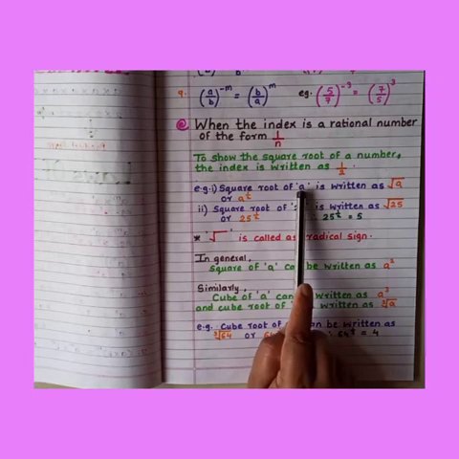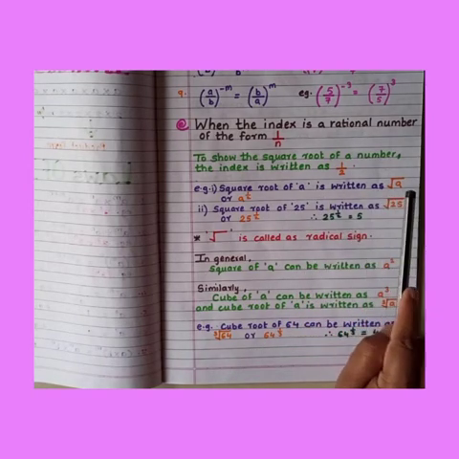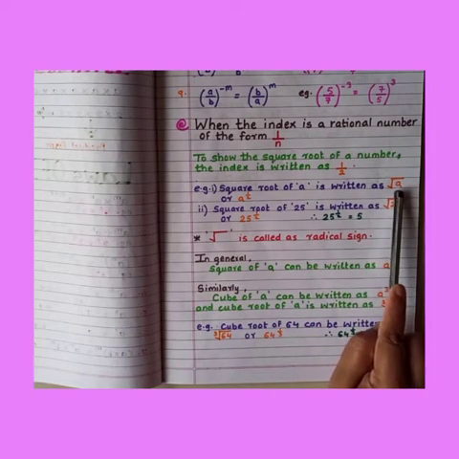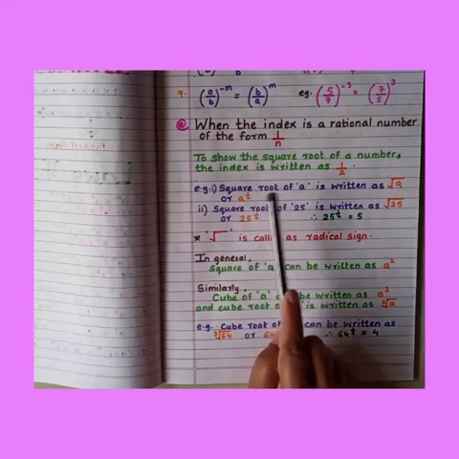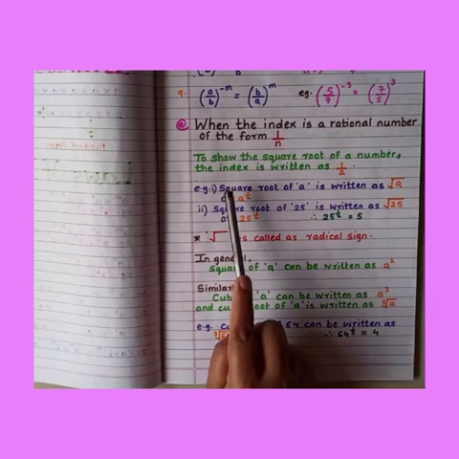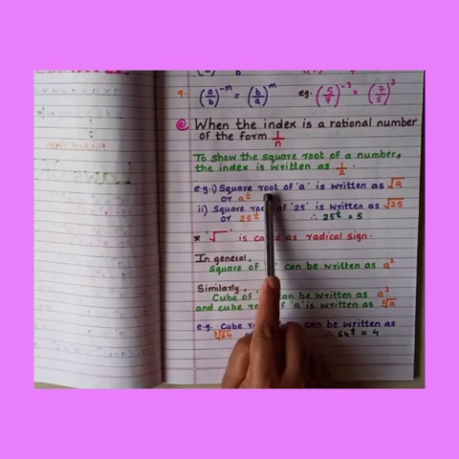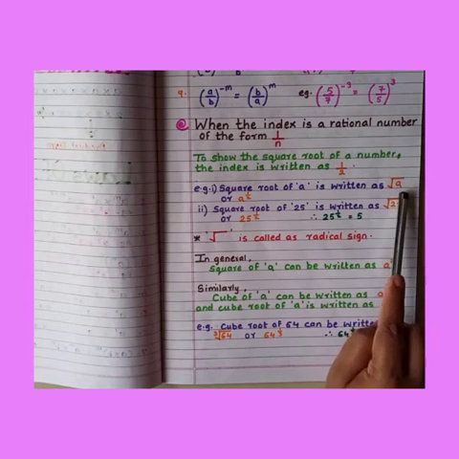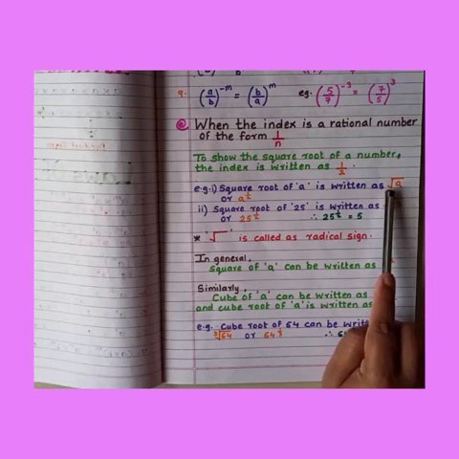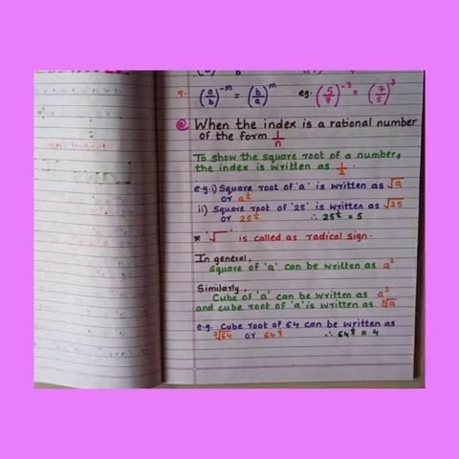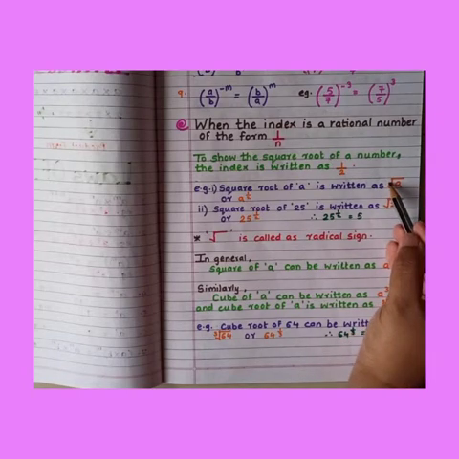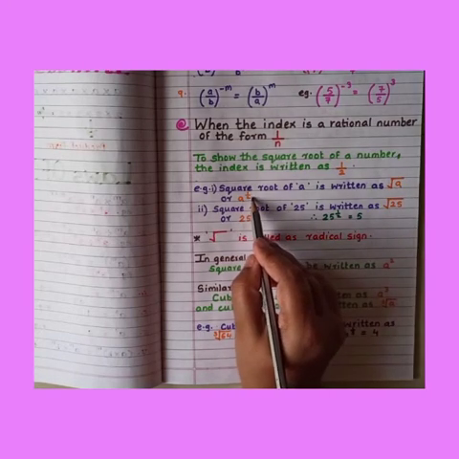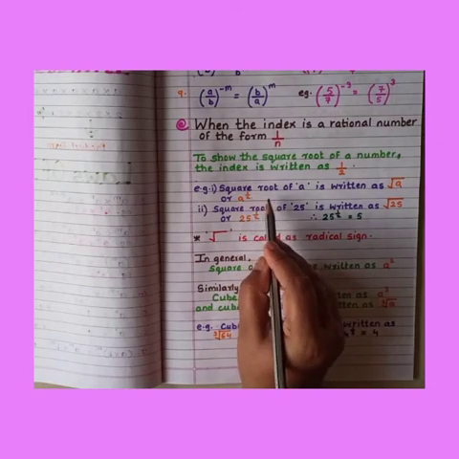Square root of a we can write in a symbolic form as root a or a raised to 1 upon 2. Again I am repeating. Square root of a is written as root a, meaning square root. This is the sign for square root. We never write the 2 power inside, but the meaning of this sign is square root. So square root of a or a raised to 1 upon 2. This is the general form.